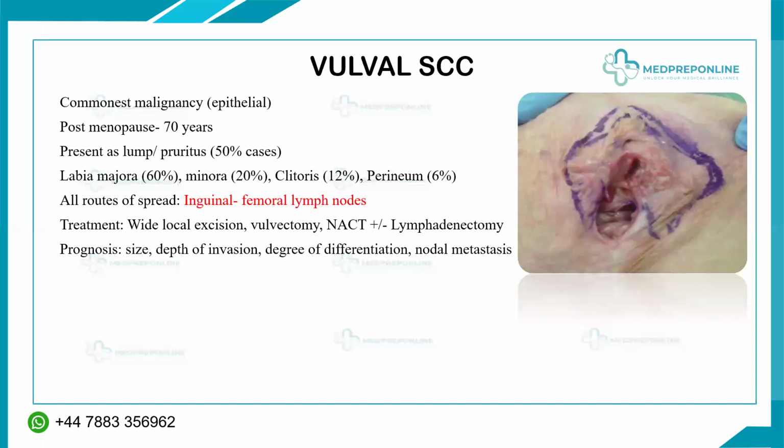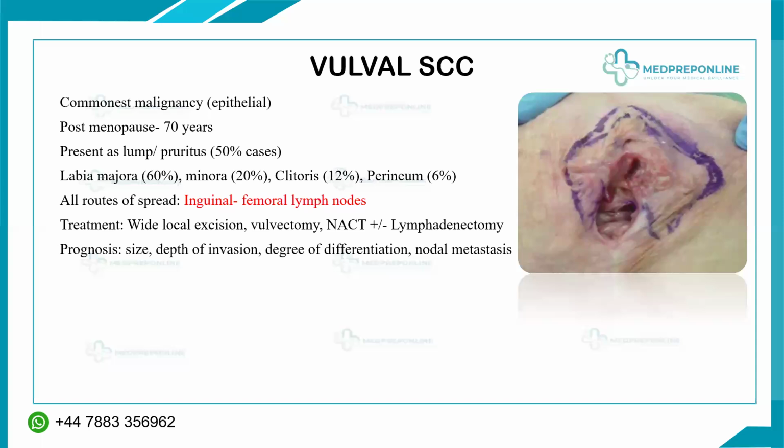In almost 50% of the cases, the chief complaint is pruritus. The major external genitalia involved is the labia majora in almost 60% of cases, labia minora in 20%, the clitoris in 12%, and the perineum in 6% of cases. Vulval squamous cell carcinomas are important because they spread through all three routes: hematogenous spread, lymphatic spread, as well as direct spread to the parametria.